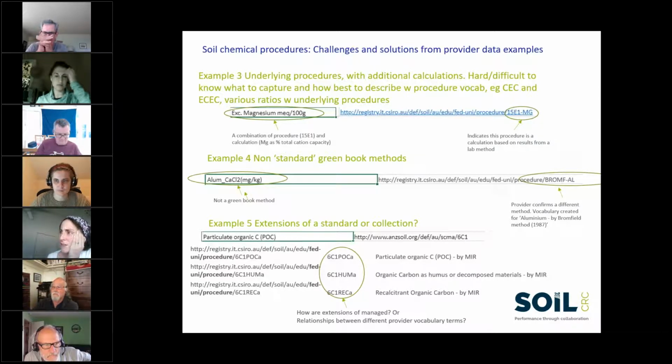We get to example 4. That's just an entirely new method, a method that's outside the standard. Example 5 is where we kind of created an extension of the Green Book, so that raises questions around how extensions are managed and considered by the soil community or the Green Book community. And again, should we be stating the relationships between them?